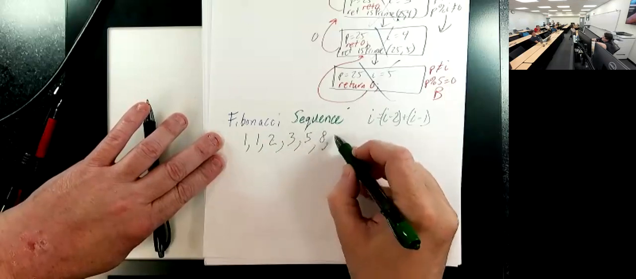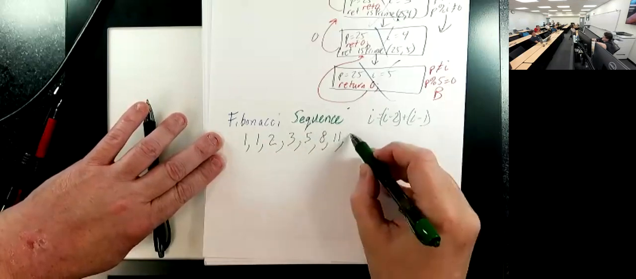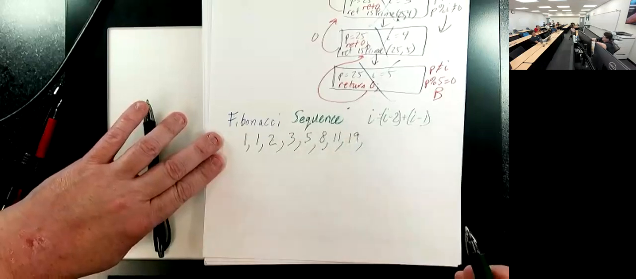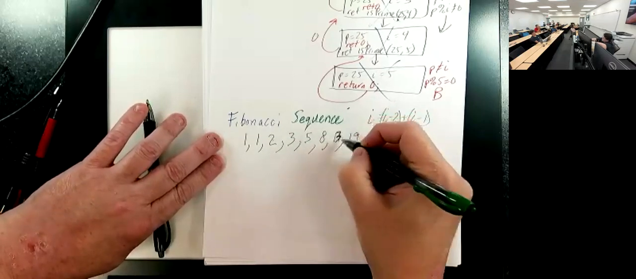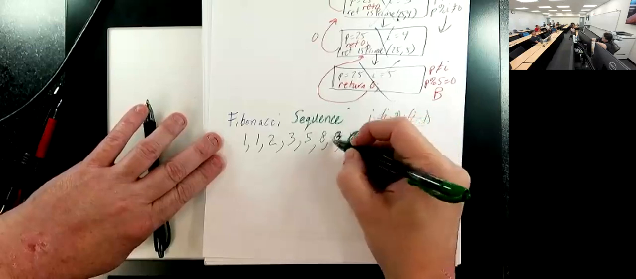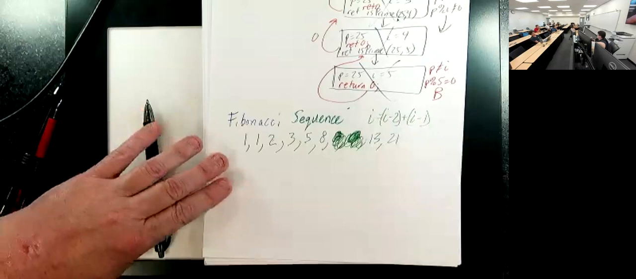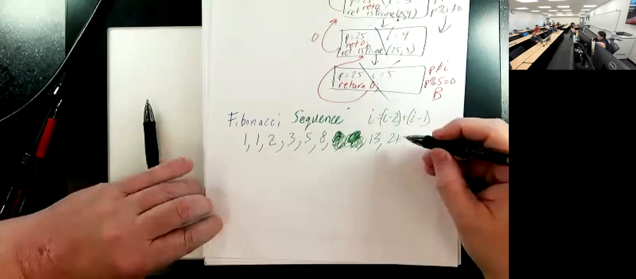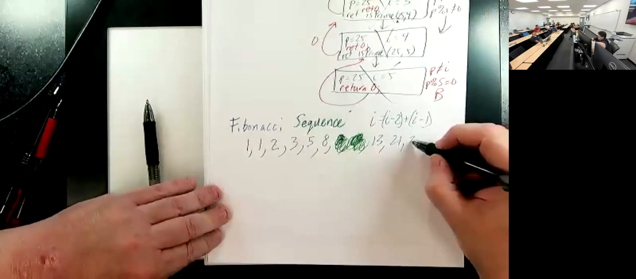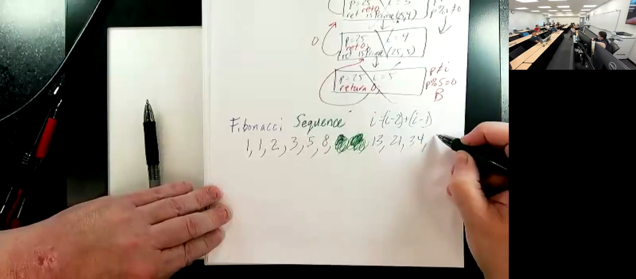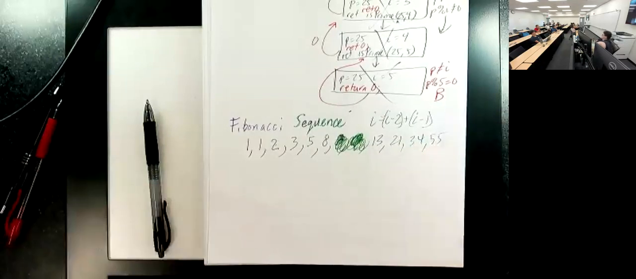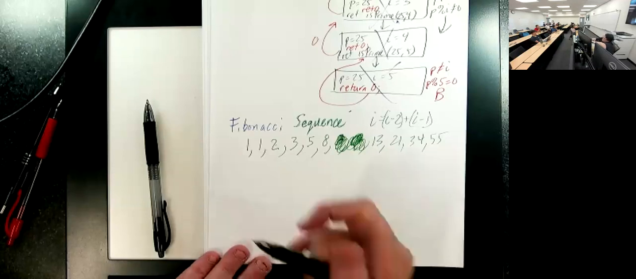3, 5, 8, 11, 19, not 11, 13. What am I doing? Scrub over here. 13. I'm a math teacher, can you tell? 8 plus 5 is 13. And so this process keeps going on. The sequence just goes on without end. This program supposedly generates the ith term.